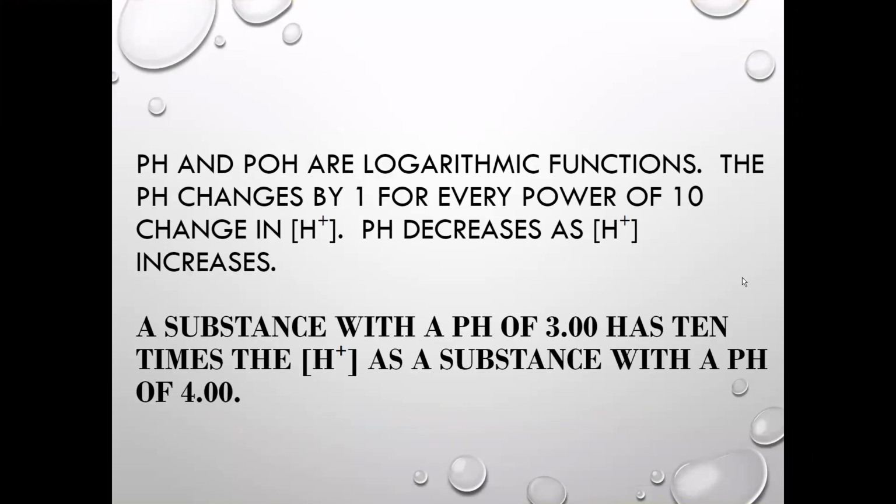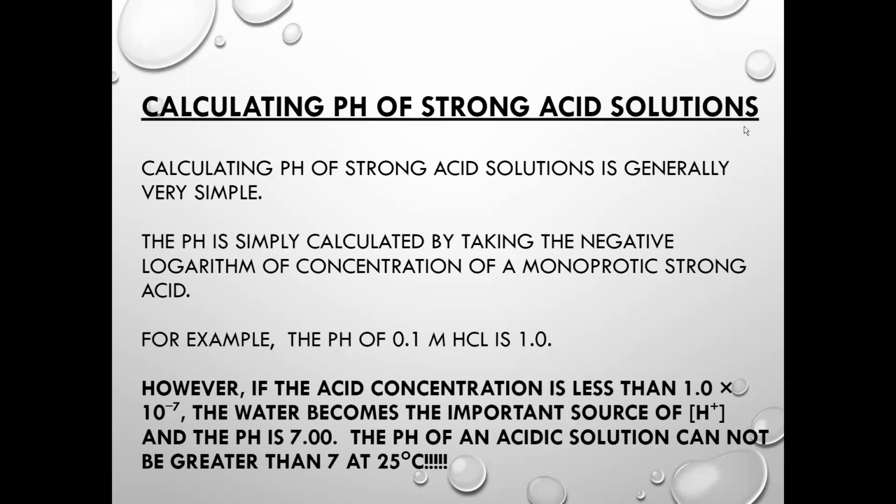All righty. This is what I was trying to say, but this says it much better. pH and pOH are logarithmic functions. And so the pH changes by 1 for every power of 10. So that's why they kind of don't seem to be related, if you can think about it. So a substance with a pH of 3 has 10 times the hydronium concentration as a substance with a pH of 4. All righty, because you were wondering that.